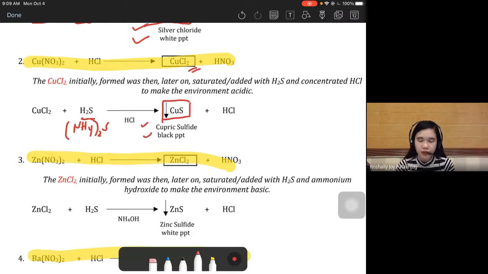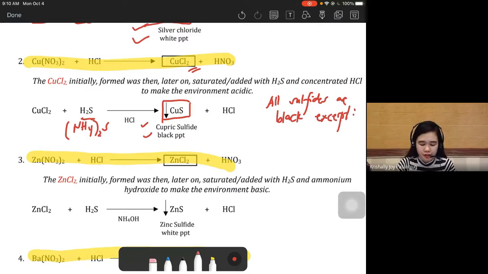This is what you have to take note about sulfide precipitates. Regarding sulfide precipitate, all sulfide precipitates are black in color, except. So meron lang tayong mga few exception. So please take note of the exception. We have the zinc sulfide. Zinc sulfide is color white. So, pag tinanong, it is the only white sulfide that is zinc sulfide.